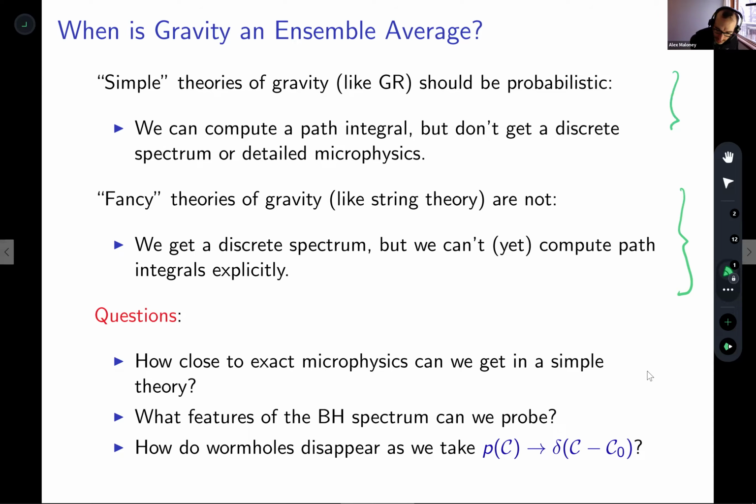Whereas on the other hand, the quote unquote simple theories of gravity have the disadvantage that they don't seem to contain exact microphysics. So, for example, when you compute the gravity path integrals, you don't get a discrete spectrum, but they are systems that we can study exactly. In many cases, for simple sorts of theories of gravity, one can do the gravitational path integral more or less exactly and relate that to a precise average over an ensemble of conformal field theories.